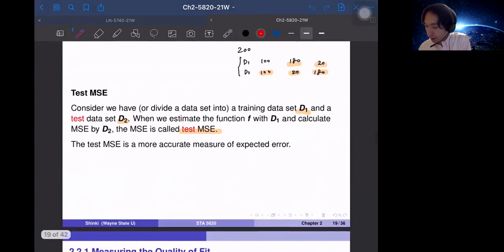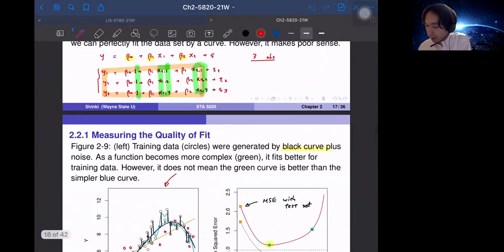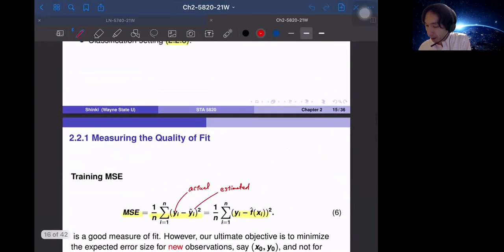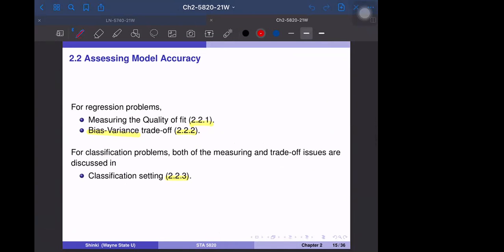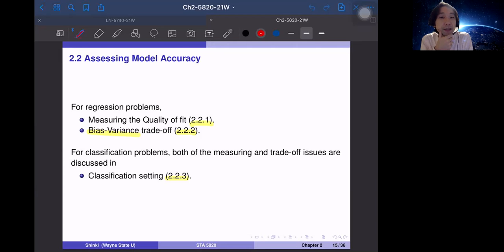Okay, so maybe just a little bit of review. So we are thinking about the model accuracy. So can you hear me, right? That's fine, right? Yes. Okay, great.